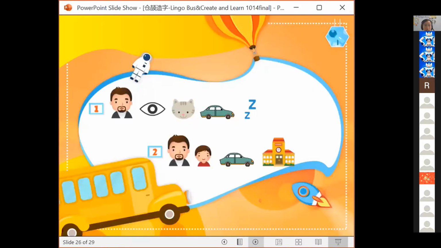All right. So nowadays, in addition to Chinese characters, we also have emojis to send messages to each other. And now let's look at the picture. Can you have a guess what this emoji sentence means? How about the first one? A man, an eye, a cat, a car, and sleep. What does the first emoji sentence say? A man sees a car in a car.